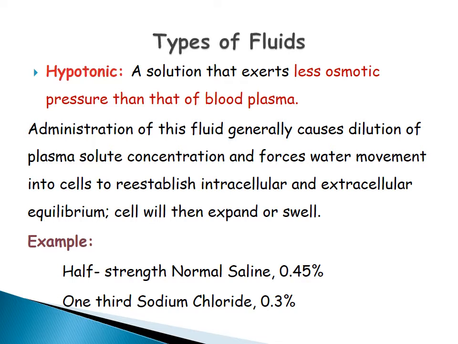Hypotonic, a solution that exerts less osmotic pressure than that of blood plasma. Administration of this fluid generally causes dilution of plasma solute concentration and forces water movement into cells to re-establish intracellular and extracellular equilibrium. Cells will then expand or swell. Example: 0.45%, half-strength normal saline. 0.3%, 1/3 sodium chloride.